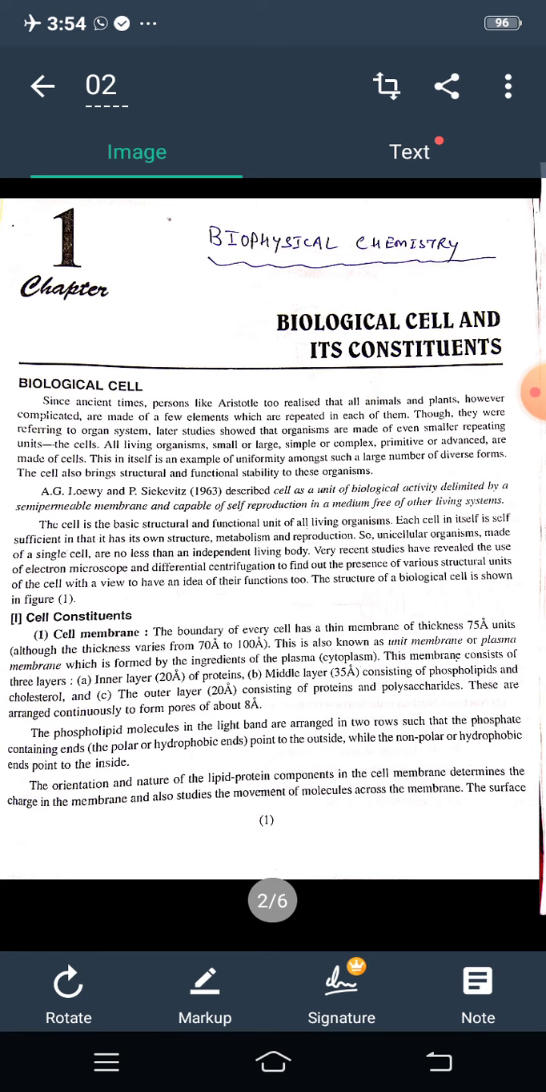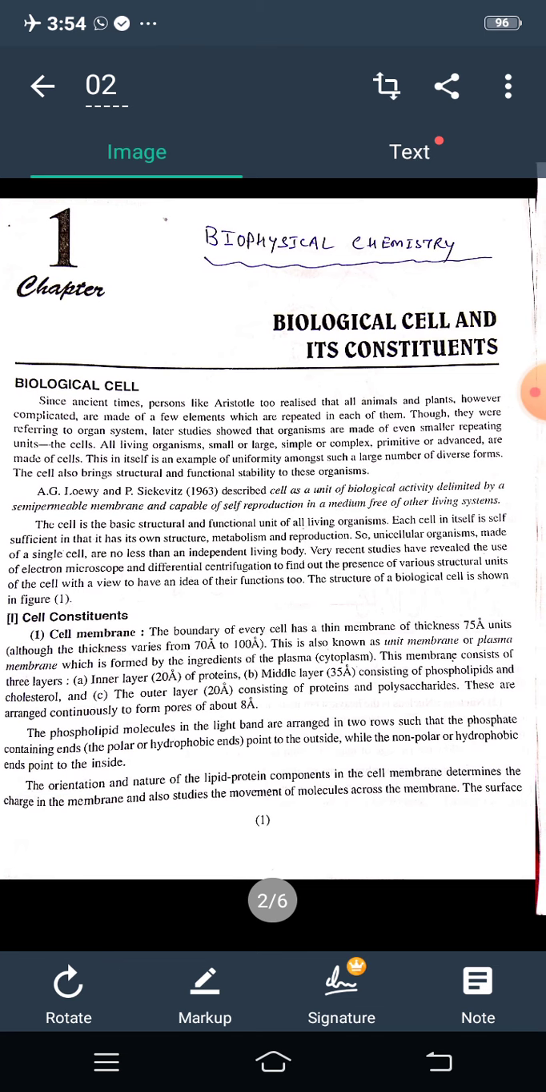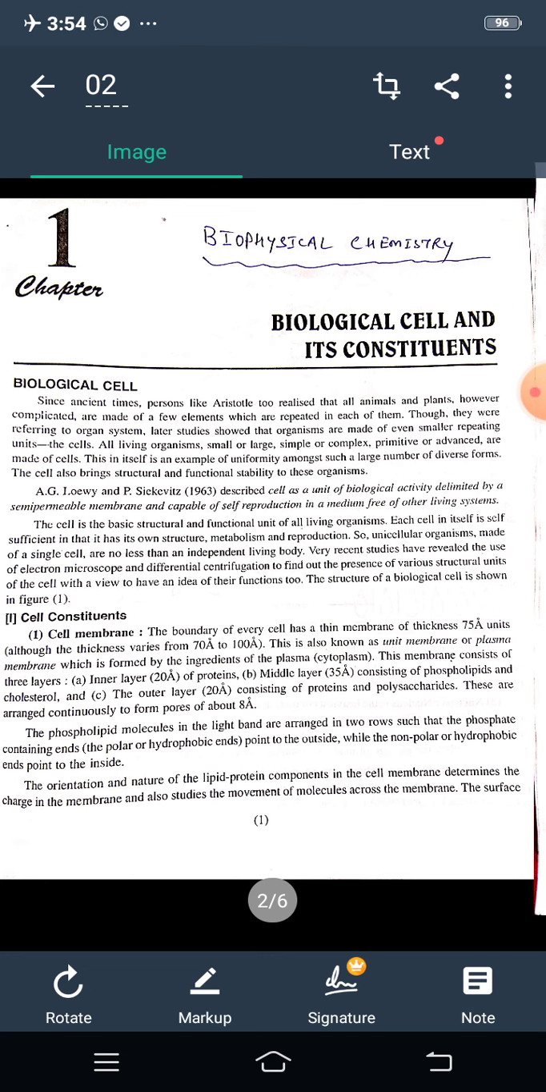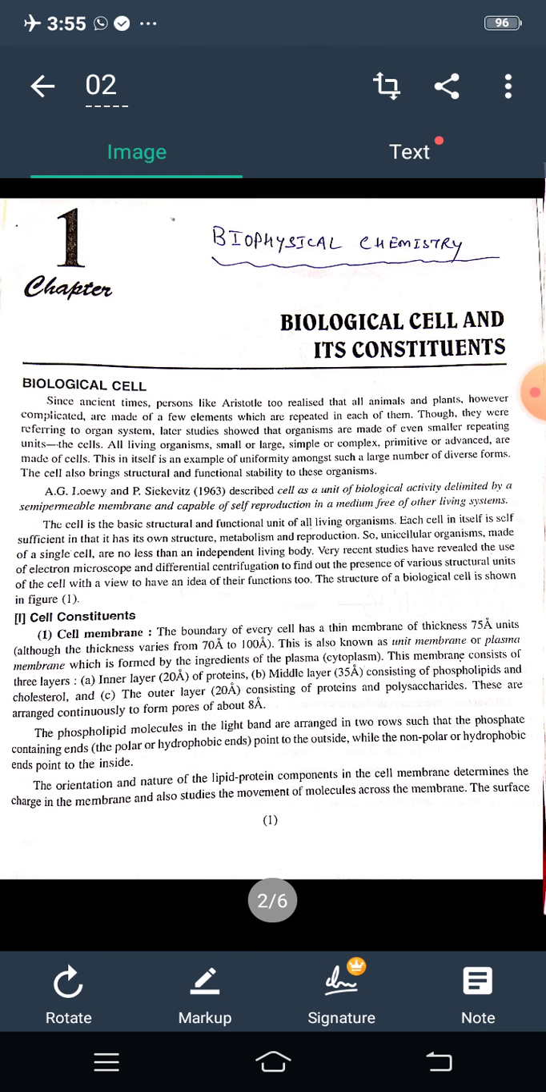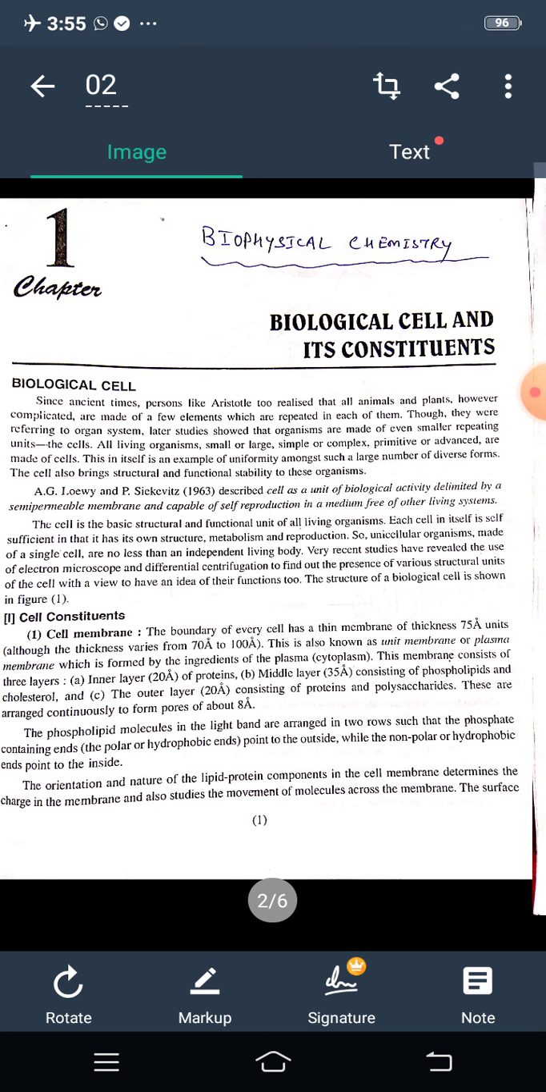Very recent studies, using the electron microscope and differential centrifugation, have revealed the presence of various structural units of the cells, with a view to have an idea of their function too. The structure of a biological cell is shown in this figure first. So, we discuss the cell constituents, first the cell membrane.